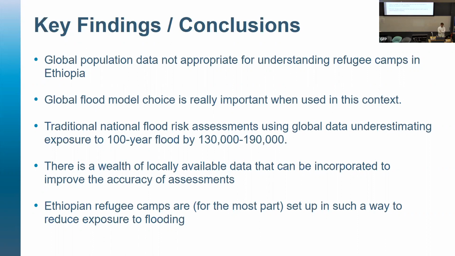But this doesn't have to be the case. There's a wealth of locally available data from the UNHCR and other resources which can easily be incorporated into such assessments and dramatically improves the accuracy. And this can lead to some interesting results, like we found for Ethiopia, that for the most part, these camps are set up in such a way to reduce the exposure for inhabitants.